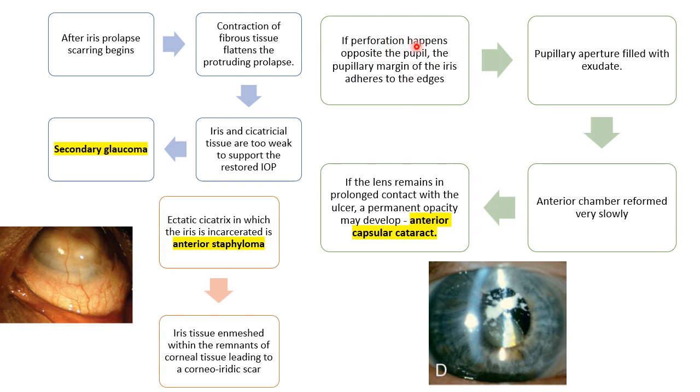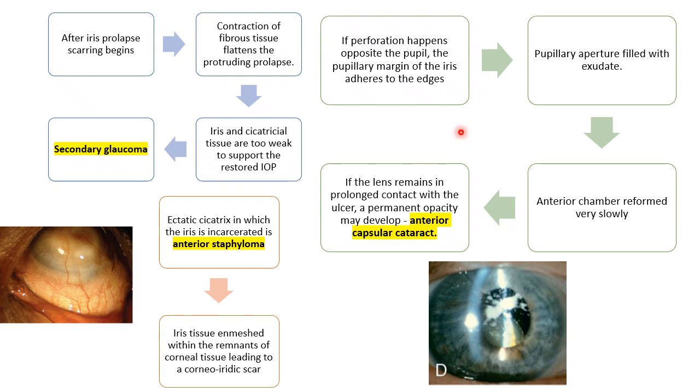Now, if the perforation happens opposite the pupil, I already told you this in the previous slide, the pupillary margin of the iris adheres to the edges. The whole pupillary aperture is filled with exudate, and in these cases, the anterior chamber is formed very, very slowly. The whole of the iris prolapses.